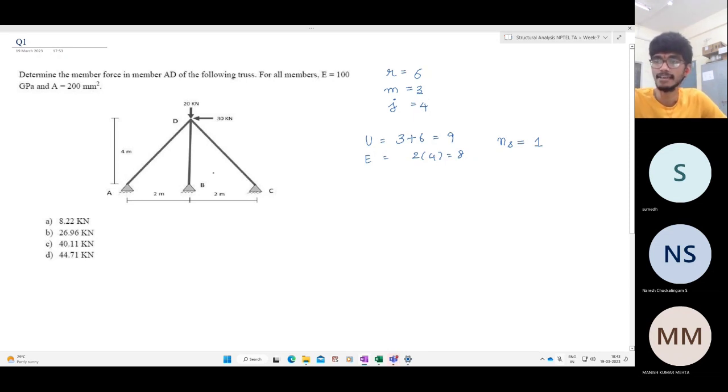So what can I treat as the redundant member? If the degree of static indeterminacy is 1, I can treat one of these as the redundant member. So since we have to find the force in member AD, let me treat this member as a redundant member. Now, what will be the primary structure that I'm obtaining? The primary structure will be the structure obtained by the absence of this force. So if the force in this is absent, how can I make the force in this absent? Let me introduce a small cut here.